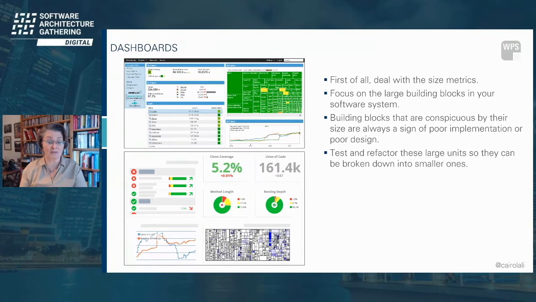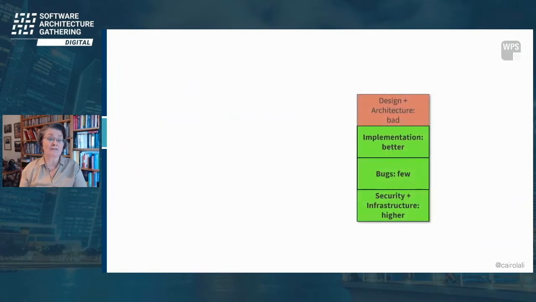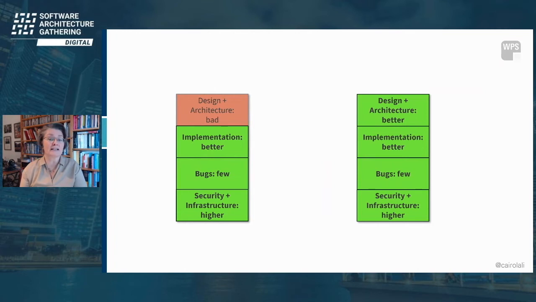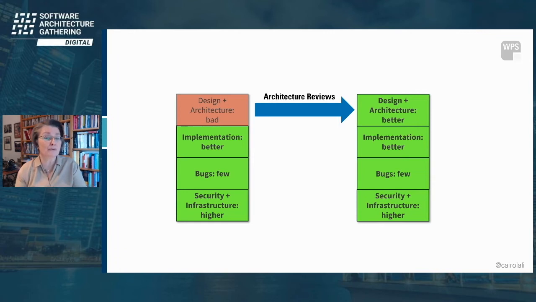And then, of course, we have to deal with the last step of improvement, with the design and the architecture. The thing that we do here is that we do architecture reviews, where we examine how the architecture and the design of the system can be improved so that it is more sustainable, that the architecture is better, that the design is easier to understand.